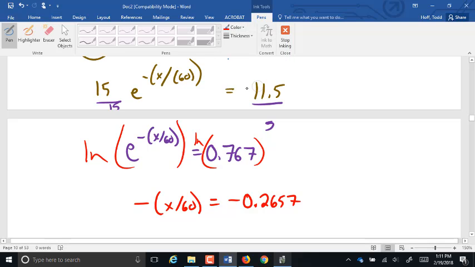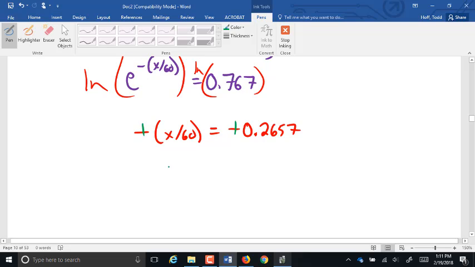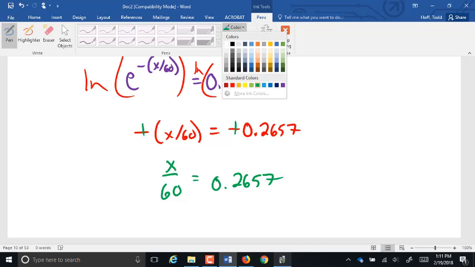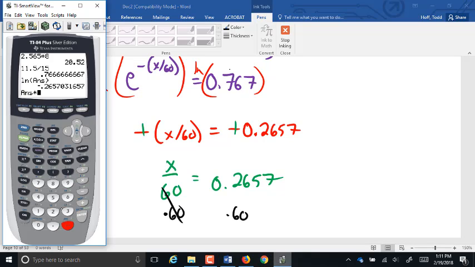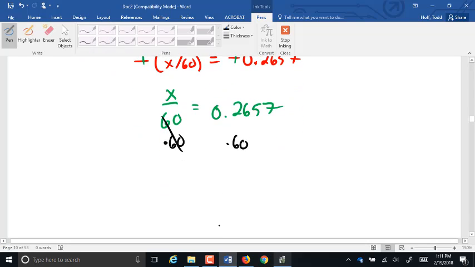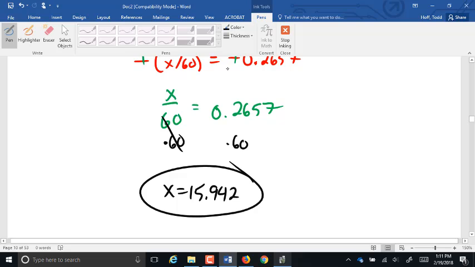Guess what? I can just multiply by negative 1 or divide by negative 1 to get rid of the negatives. x over 60 equals 0.2657. And then multiply by 60. We get 15.942. What do you think? Good stuff?